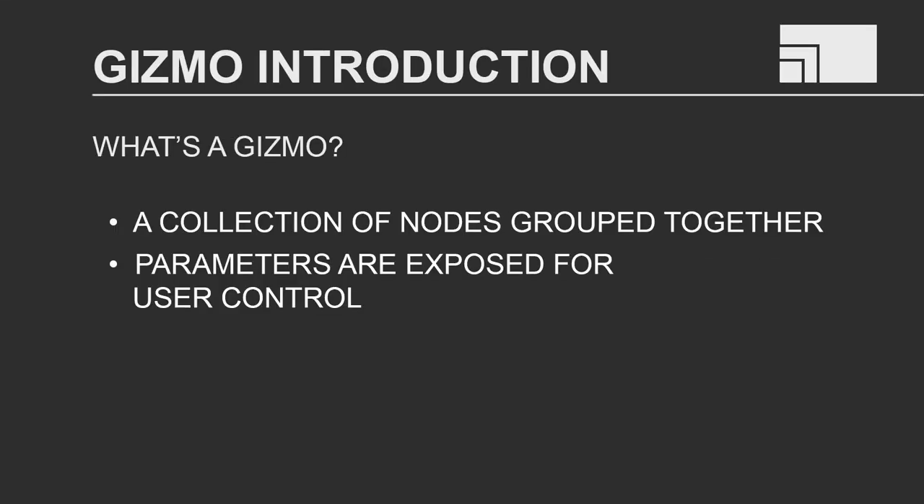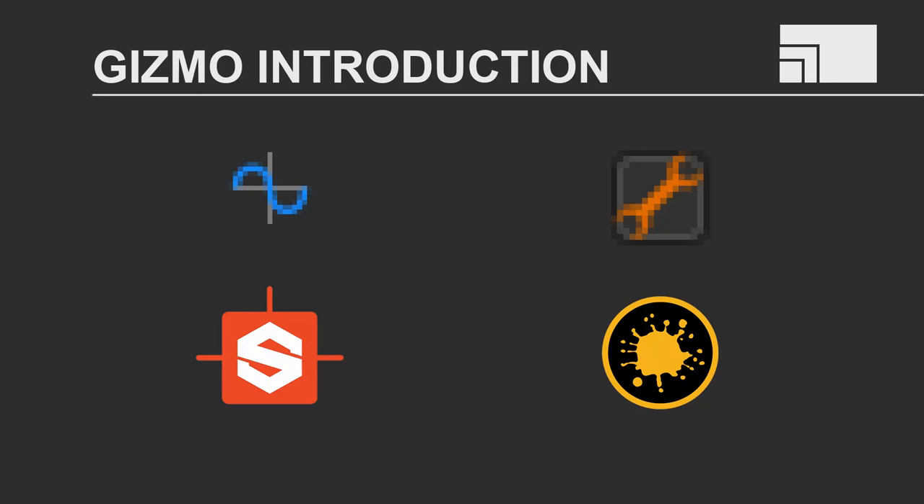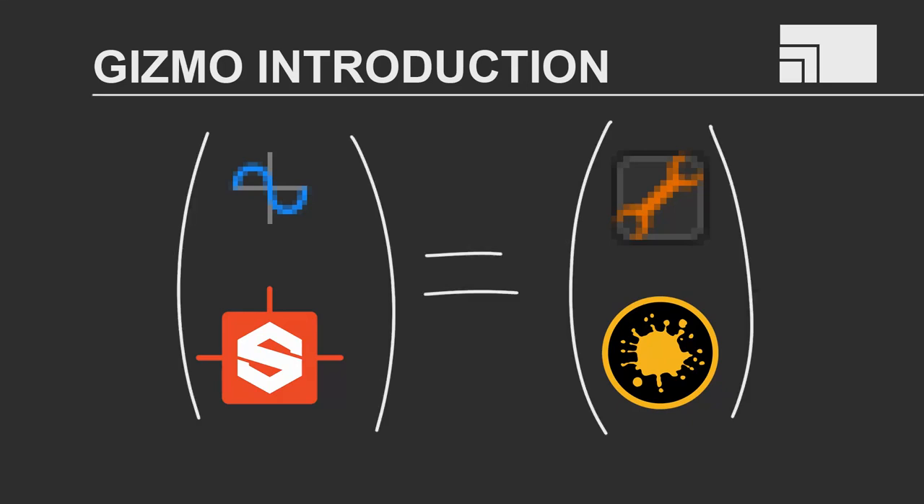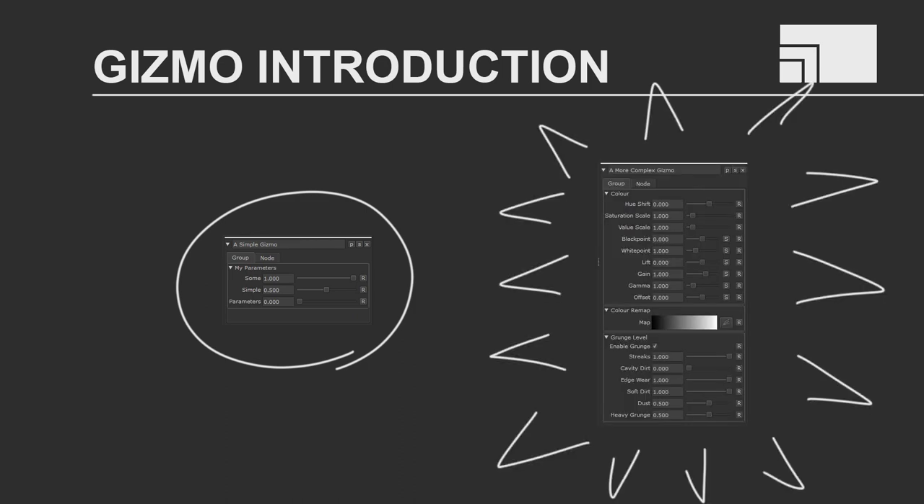So what's a gizmo? A gizmo is a collection of nodes grouped together into a single package with a couple parameters exposed so that the user has something to play with. It's kind of like if you make a material in Designer and then you expose a list of parameters so that you can manipulate the material when you import it into Painter. A gizmo is kind of like a simplified version of that, but at the same time, they can also be insanely complex as well.